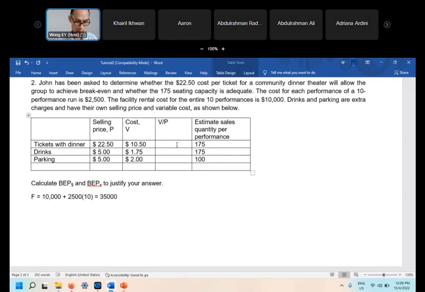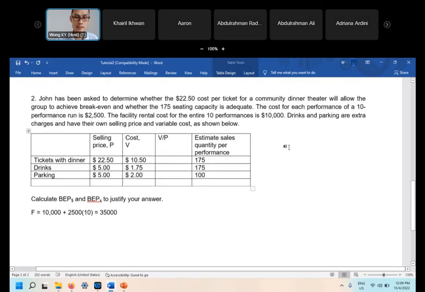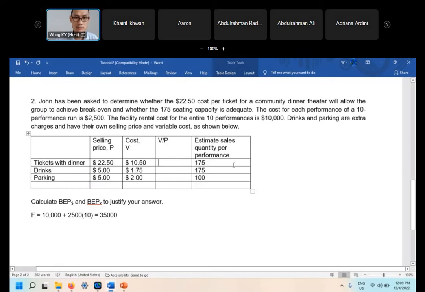Okay, let me look at my answer. I think the textbook also has this. If you have the textbook, then you can see the answer as well. 10.5 divided by 22.5, you get 0.467. And then 1.75 divided by 5, you get 0.350. And 2 divided by 5, you get 0.4.